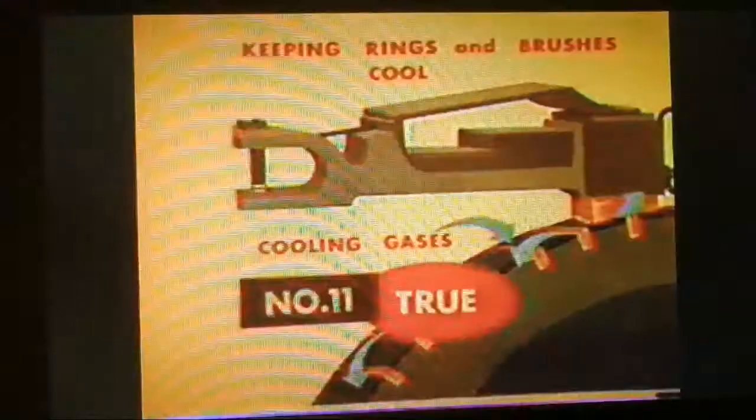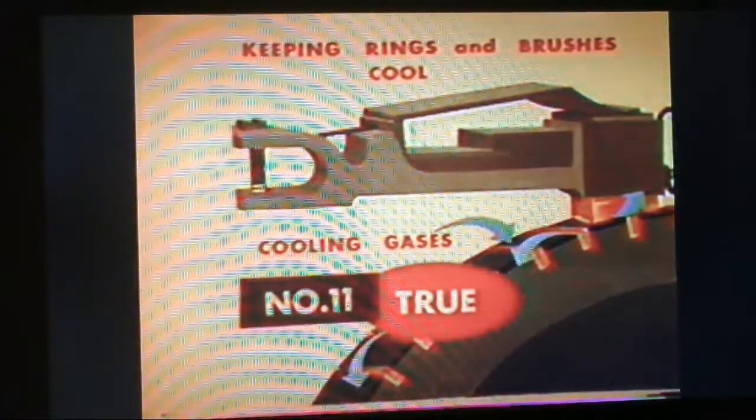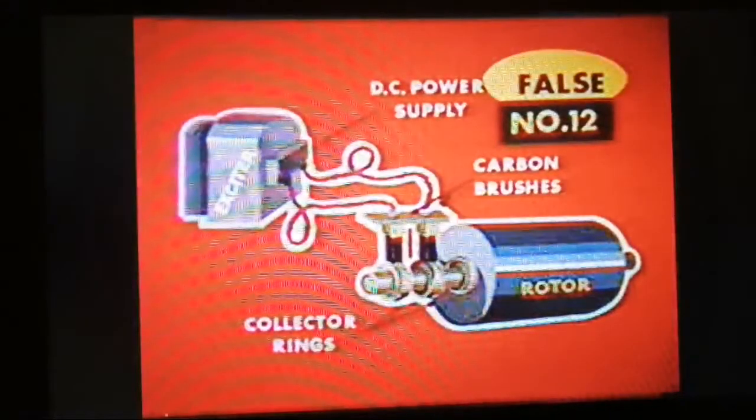Number 10, false. Even without induction in a DC circuit, the flow of current does not stop until the arc resistance becomes too great for the voltage, so special DC switches are always used. 11 is true. The flow of current through any conductor, including rings and brushes, generates some heat. As the flow increases, so will the heating.